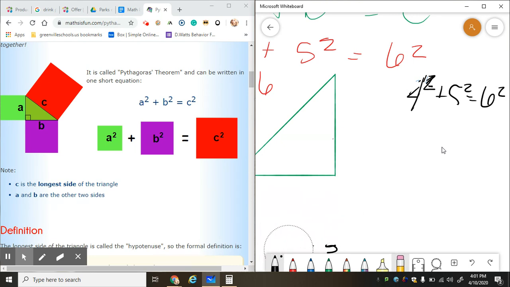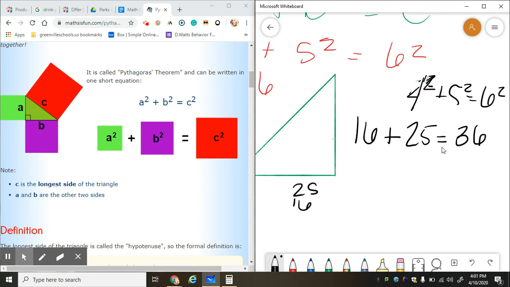Okay? So let's go ahead and do 4 times 4, which is 16. 5 times 5 is 25. And 6 times 6 is 36. So if we're looking at that, let's do 25 plus 16. So 6 plus 5 is 11. 2, 3, 4. We have 41 equals 36. Is that true? No. So this one is not a right triangle here.